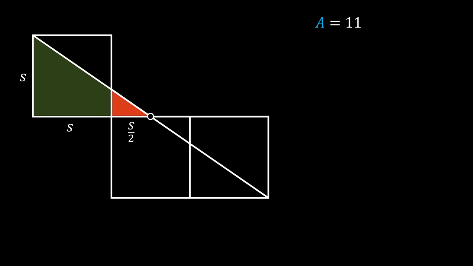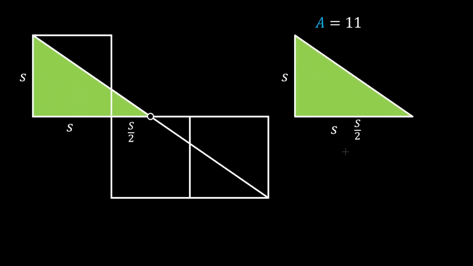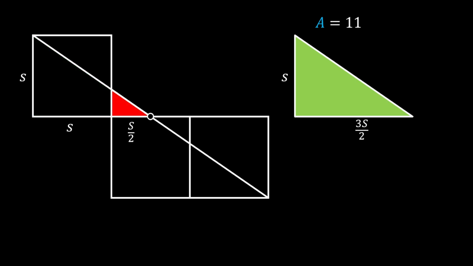Now let's have a look at this green right triangle. This triangle will have the height of S and the base of S plus S over 2, which we can simplify to 3S over 2. Now let's have a look at our wanted red triangle. It has the base of S over 2 and we can label its height as X.